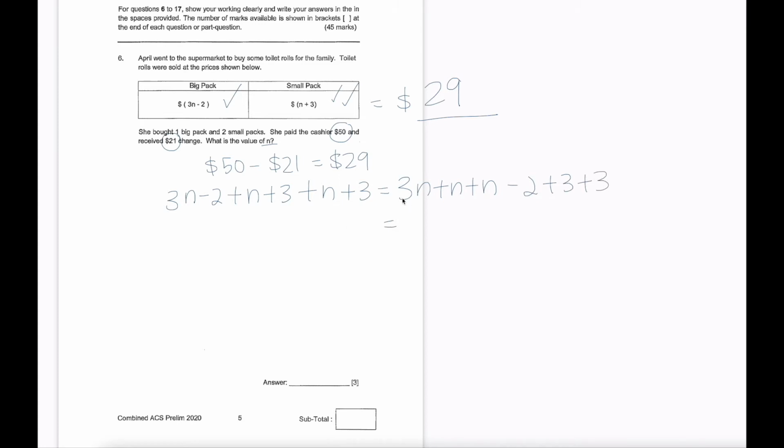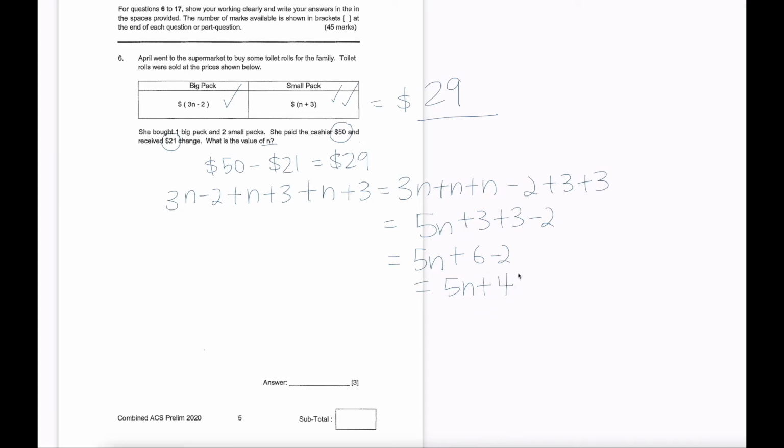Okay, so 3, 4, 5, 5N. And over here you have minus 2 plus 3 plus 3. So even though we started with a minus 2, don't be afraid, okay? Because we can always make it such that it's plus 3 plus 3 minus 2. It might be easier for primary school kids, okay? So plus 3 plus 3 is just 6. So 6 minus 2 is just 4. So it's 5N plus 4.